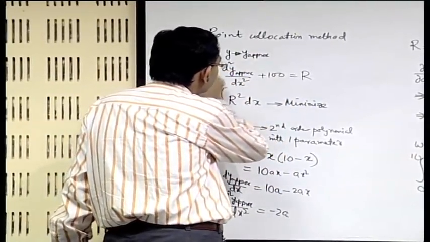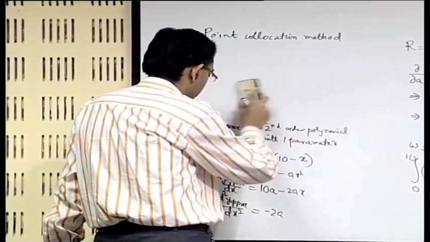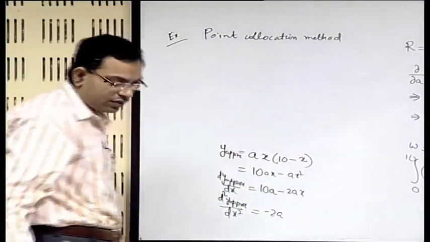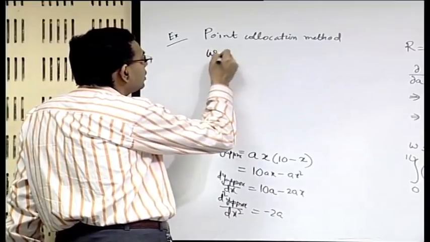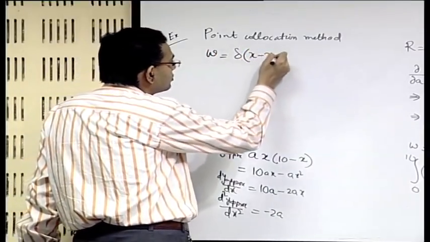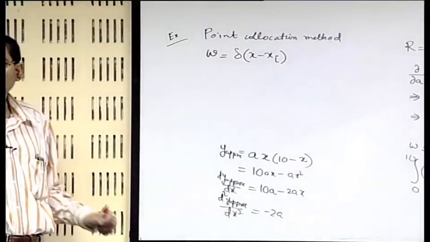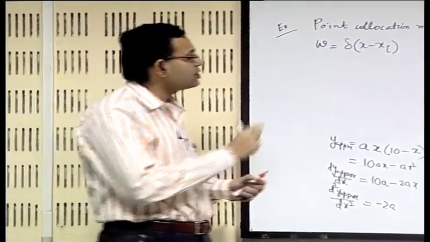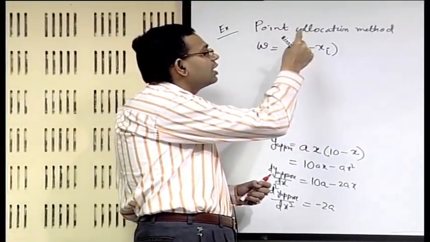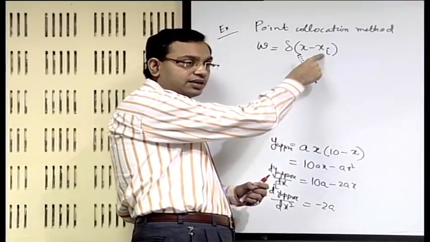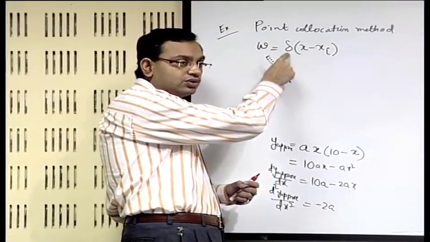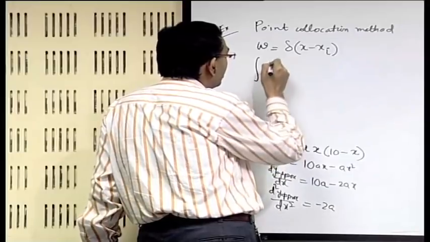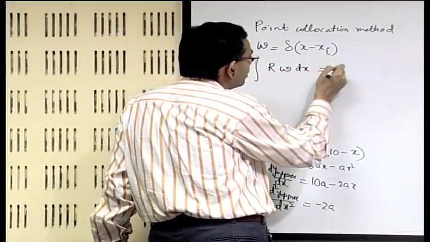So, we do not go through this route. We have the weighting function as the Dirac delta function at some chosen points, which are collocation points. What is the whole idea? The whole idea is that you try to satisfy the value of the function at some chosen points given by x equal to xi. So, this is the delta function. When you have this, what is the result of the integral? You have integral r w dx equal to 0.